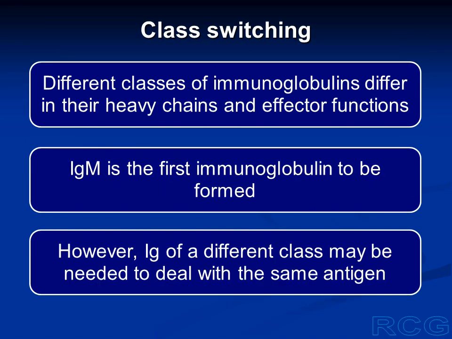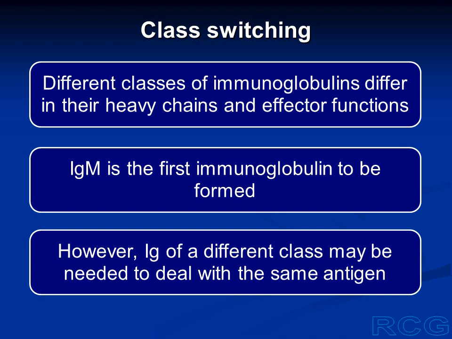We have seen that antibodies perform different effector functions to deal with the antigen. The effector functions include neutralization, opsonization, complement activation, etc. And different classes of immunoglobulins perform different effector functions. For example, IgM mainly acts by complement activation. IgA acts mainly by neutralization. IgG can perform all the effector functions.